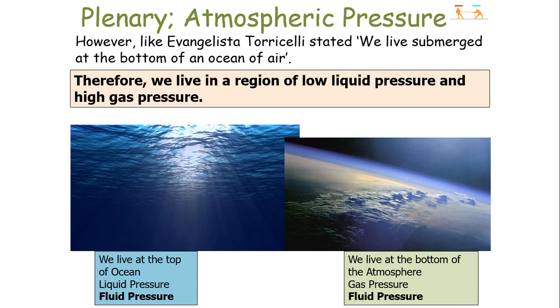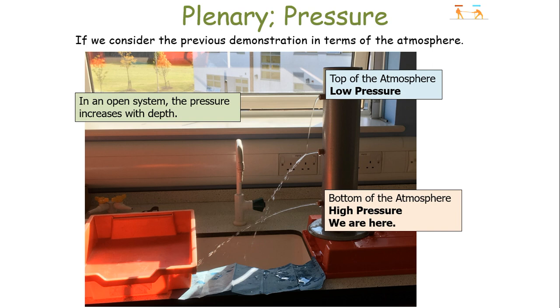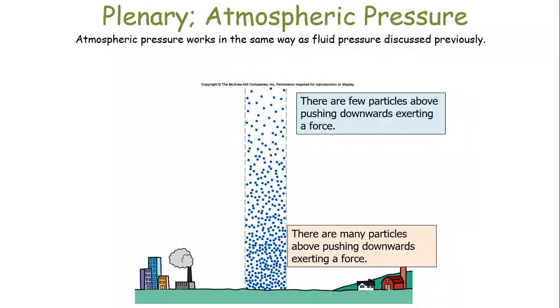Okay, which is the liquid pressure, but at the bottom of the atmosphere, the gas pressure. So if we consider our previous demonstration in terms of oceans, we could model it like this, but if we consider it in terms of the atmosphere, we are actually at the bottom of the cylinder. We are at the bottom of the atmosphere, and at the top of the atmosphere, there's a lot lower pressure like there was at the top of the cylinder, but it's exactly the same effect as that of the ocean.